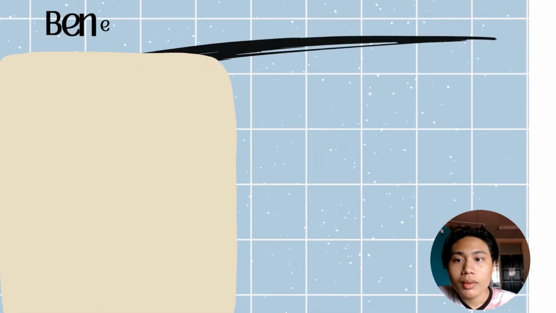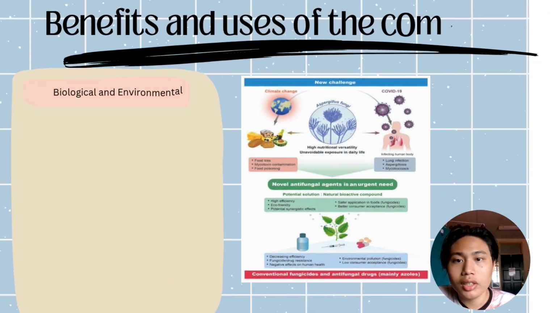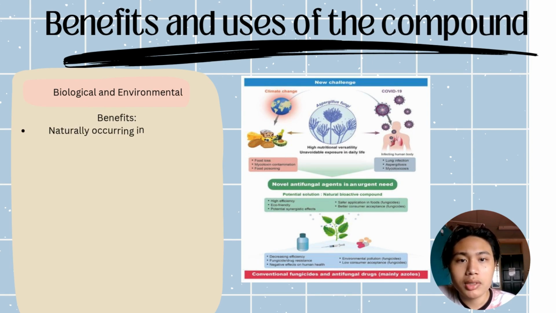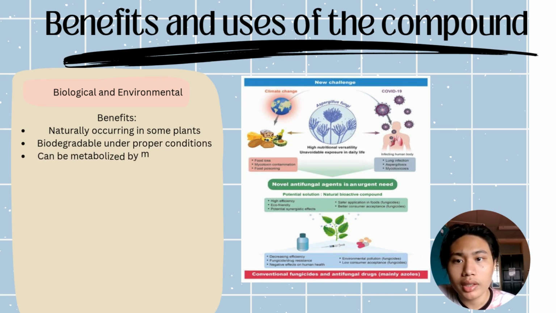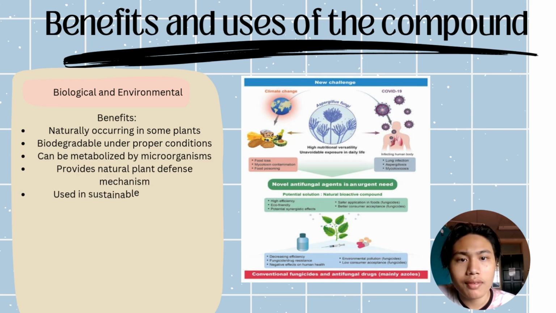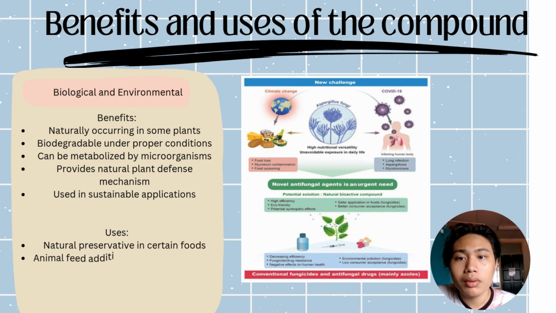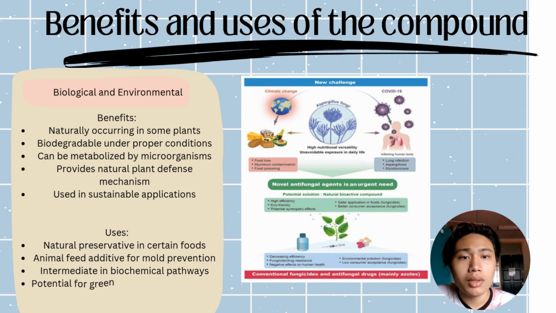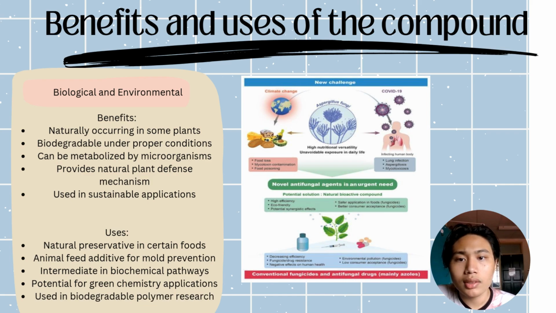Benzoic acid occurs naturally in various plants, including cannabis and cinnamon, where it functions as a protective compound against microbial infection. This natural presence makes it an environmentally friendly option for certain applications. Under proper conditions, benzoic acid is biodegradable, breaking down into harmless substances through microbial metabolism. Many salt and water mechanisms can process benzoic acid, reducing its environmental impact.